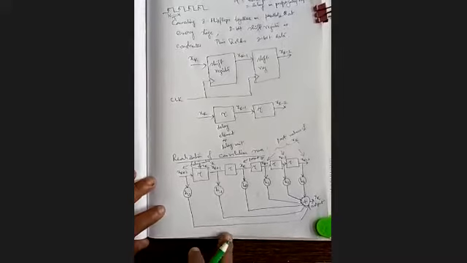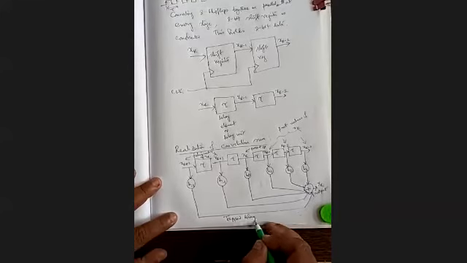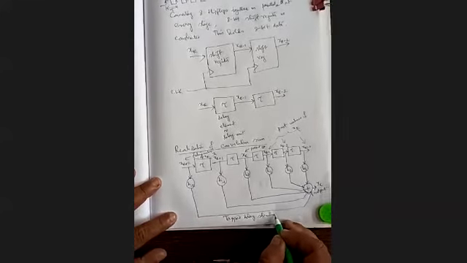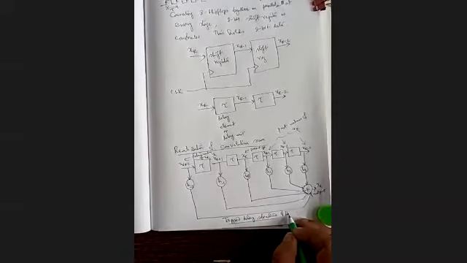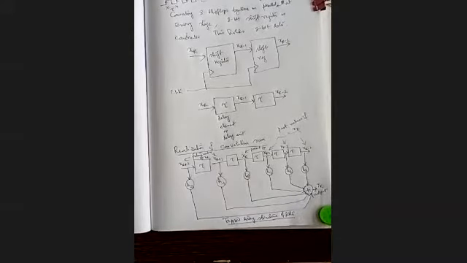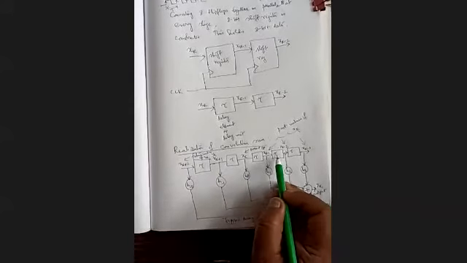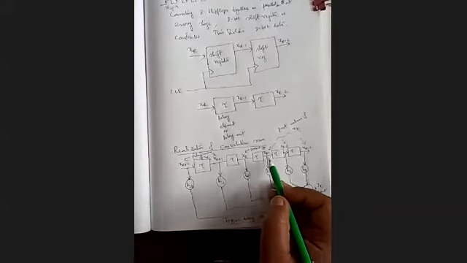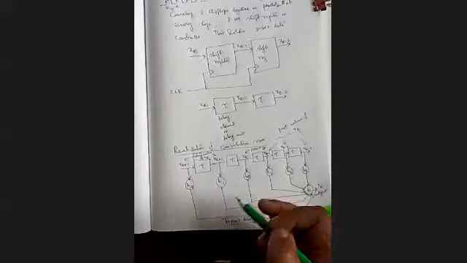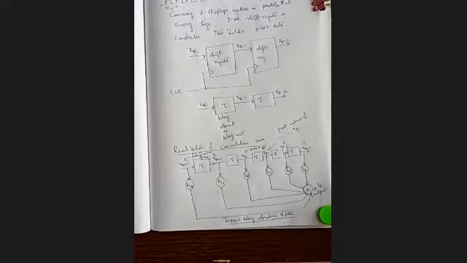So this is actually called the tapped delay structure of filter. We are taking tapping from the various samples of input, and the tapping is taken from various delayed versions of the samples. So it's a tapped delay structure of filter.